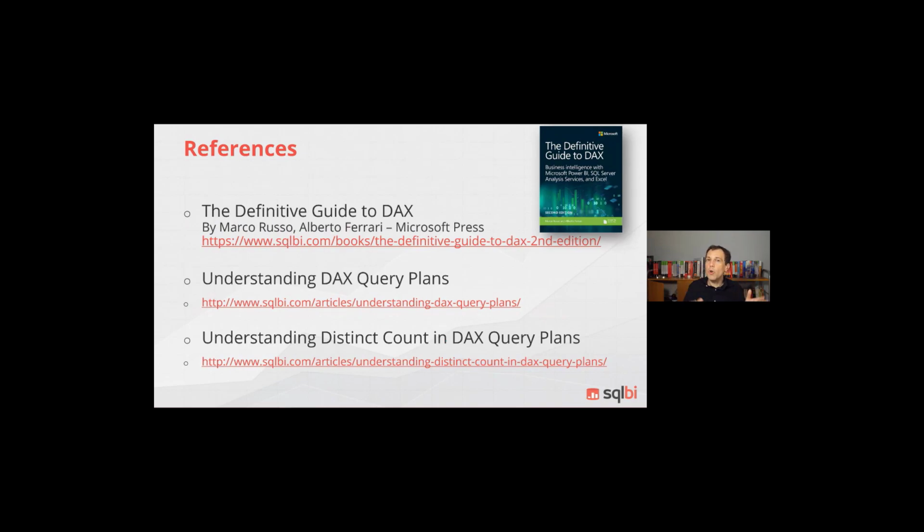What if you want to know more about how to optimize the DAX code? The book, The Definitive Guide to DAX, has several chapters just about how the engine works and how to optimize DAX code. There are 2 free white papers available on our website where we describe how to read the query plans that you have in the query plan pane. So if you are curious about this, you can also download these 2 white papers and study them.